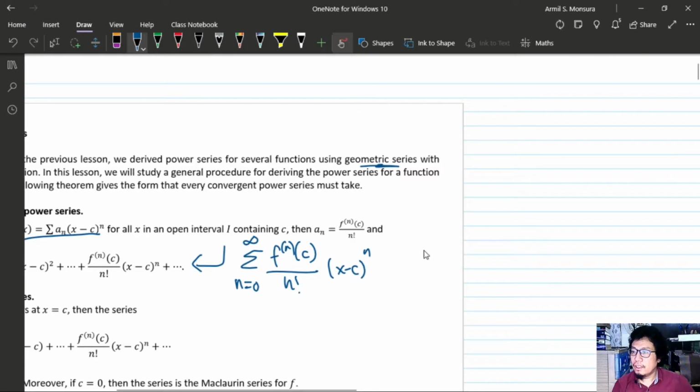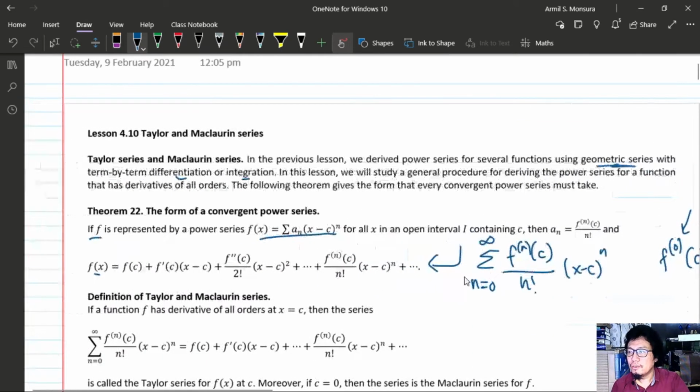We will just make it clear that the zero derivative of the function at c means the value of the function at c, which means we do not take any derivative. We really did not have any definition for that symbol, so we define it as the zero order derivative, which is basically your function itself.